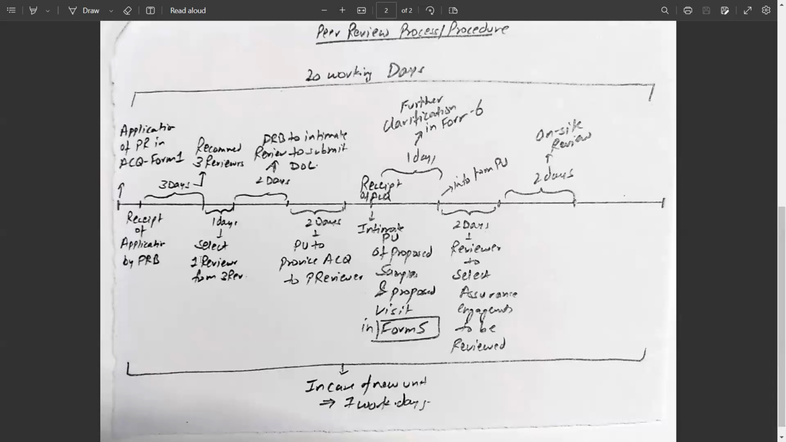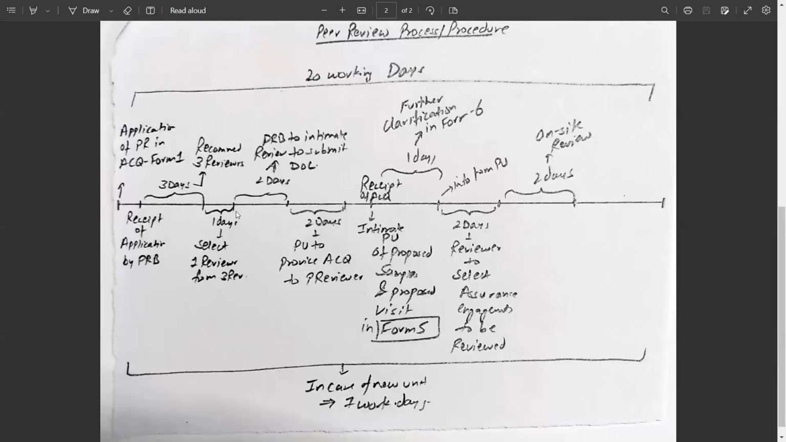So you can point out the chronology: 3 days for 3 names and 1 day for selection of 1 reviewer. On receipt of application by the peer review board, it shall within 3 days recommend the names of 3 reviewers, and the practicing unit shall within 1 day select one peer reviewer from the 3. Then on selection, within 2 days, the peer review board is to intimate the reviewer to submit documents. So basically, within 1 day, the practicing unit has to intimate the peer review board that it has selected that particular reviewer from whom it will get its peer review done.